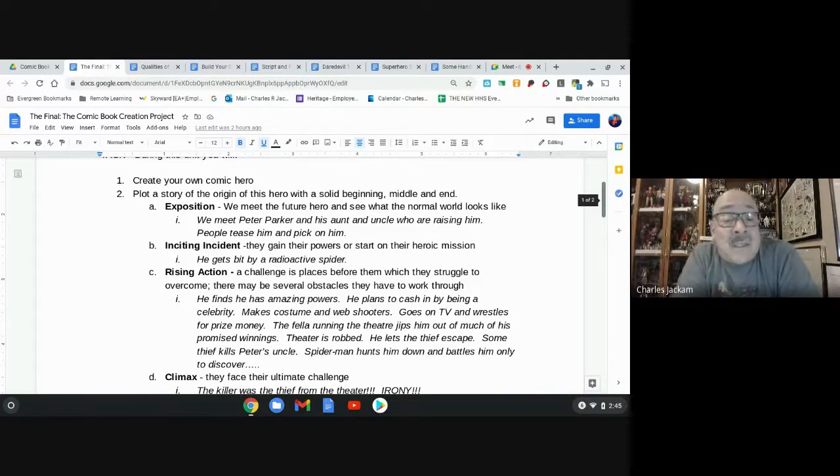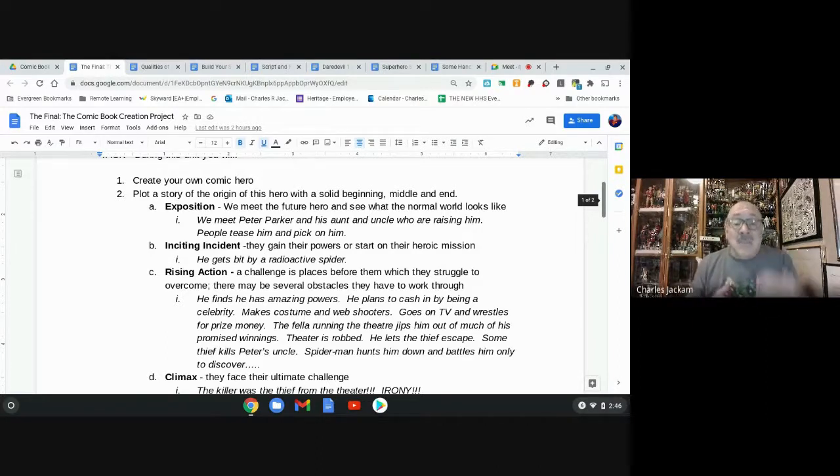The rising action. Now, this is the longest part of any story. This is where the hero faces challenges, obstacles that they have to work through and get around in order to achieve their ultimate goal. So in Peter's case, he finds he has amazing powers. He plans to cash in by being a celebrity, makes a costume and web shooters, goes on TV. He wrestles for prize money. The fellow running the theater gyps him out of his much promised prize money. The theater is robbed. He lets the thief escape. Some other thief, as far as he knows, kills his uncle. And then Spider-Man hunts him down and battles him. All of this is the rising action.